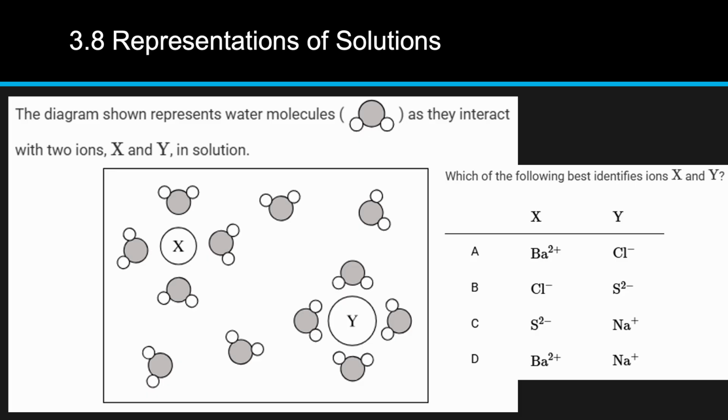The diagram shown represents water molecules as they interact with the 2 ions X and Y in solution. Which of the following best identifies ions X and Y? So starting off with X, I know the oxygen, which is partially negative, is attracted to X, which means this is a positive ion. So that only leaves us with A or D. And then with Y, we have the partial positive end attracted to it, which means Y is negative. So our answer here would be A.